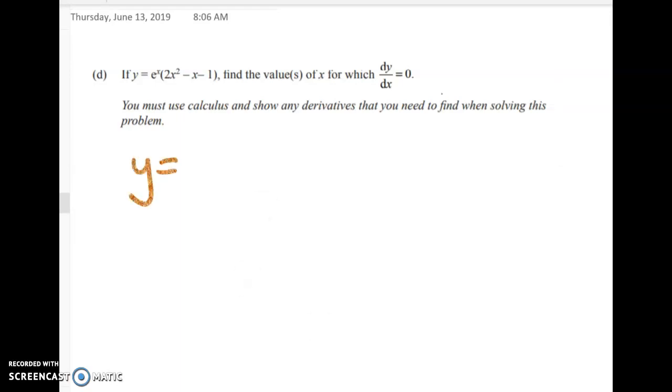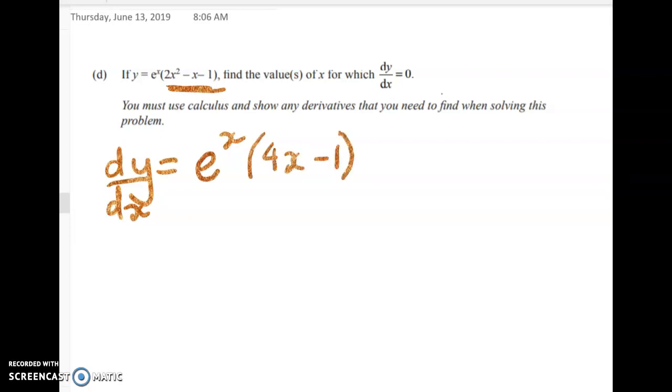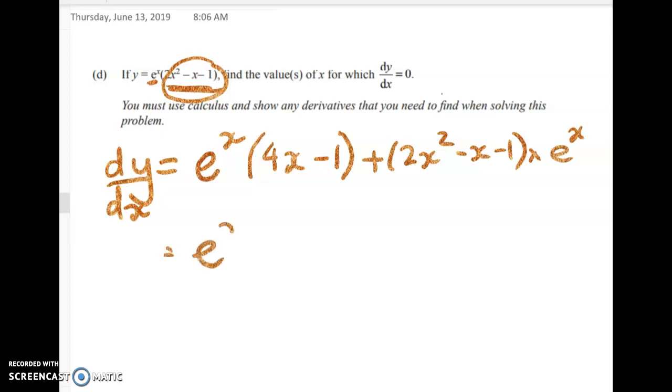So let's start by differentiating. So dy by dx, this question's a product rule question. So we've got e to the x times the derivative of this thing, which is 4x minus 1, plus this thing, 2x squared minus x minus 1, times the derivative of e to the x, which is just e to the x. And we can see that we've got a common factor here, which is e to the x.